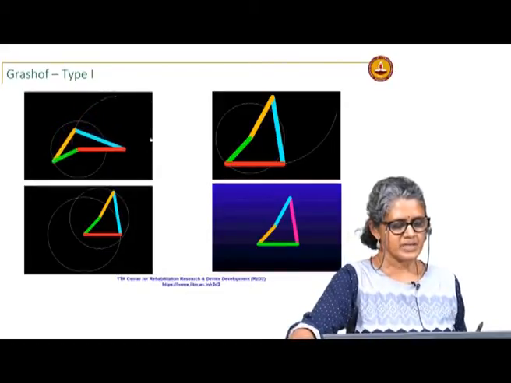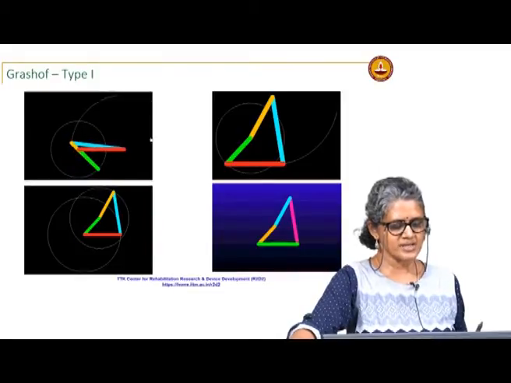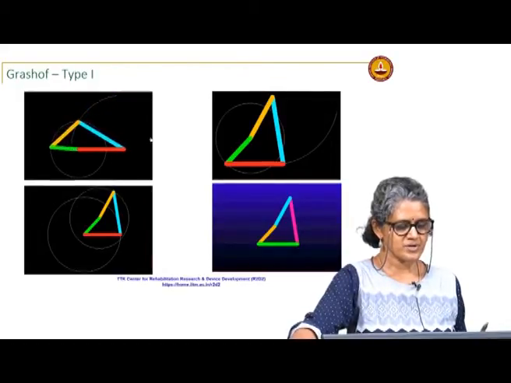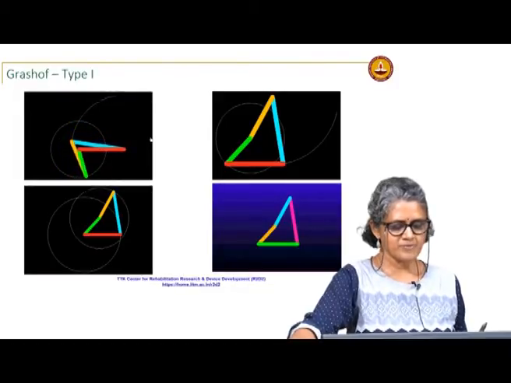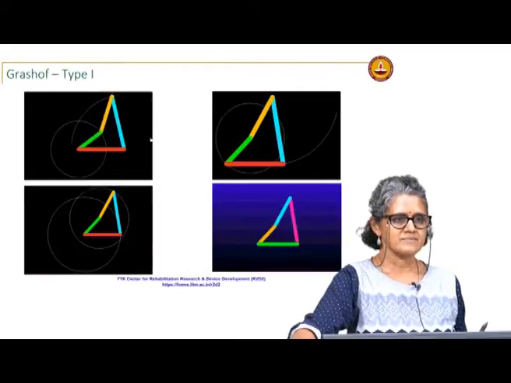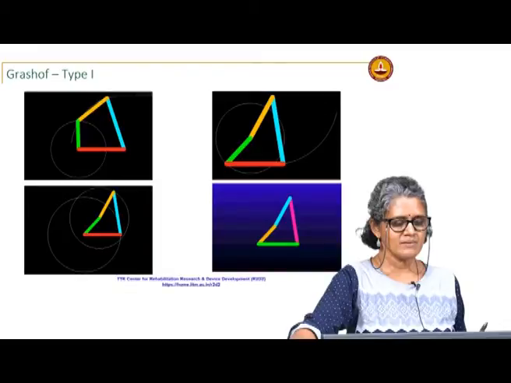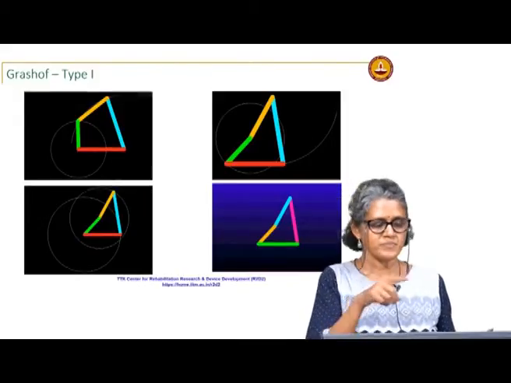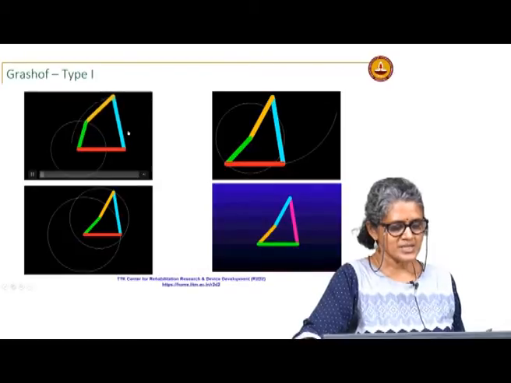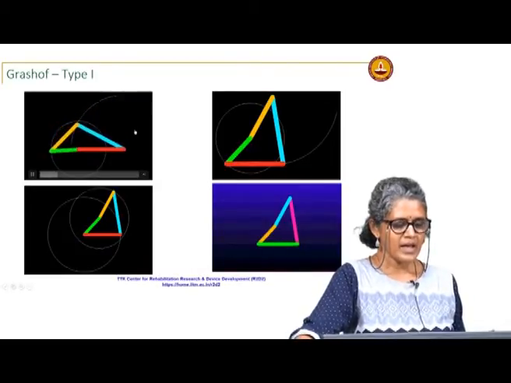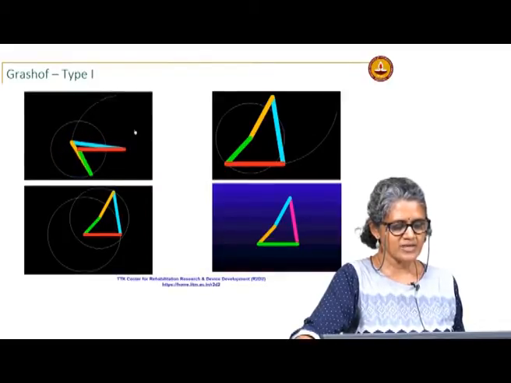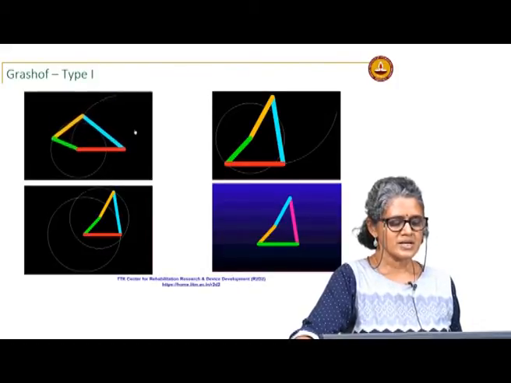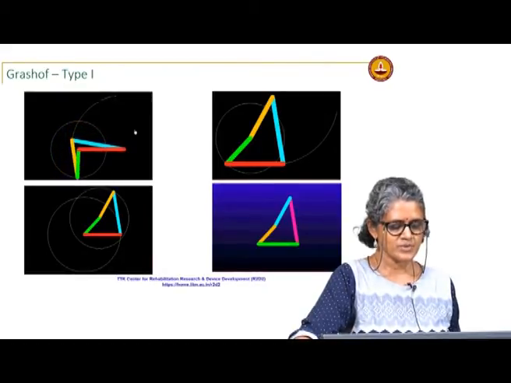The green link here is the shortest link. The link lengths are chosen here such that it is a Grashof type 1 mechanism, and if the link next to the shortest link is fixed, then in all cases the shortest link is the one that is capable of the full rotation. Here you can see that the shortest link, the green link, makes a complete rotation, and the other two links go back and forth between two limits. You can see the blue rocker and its limits of motion.